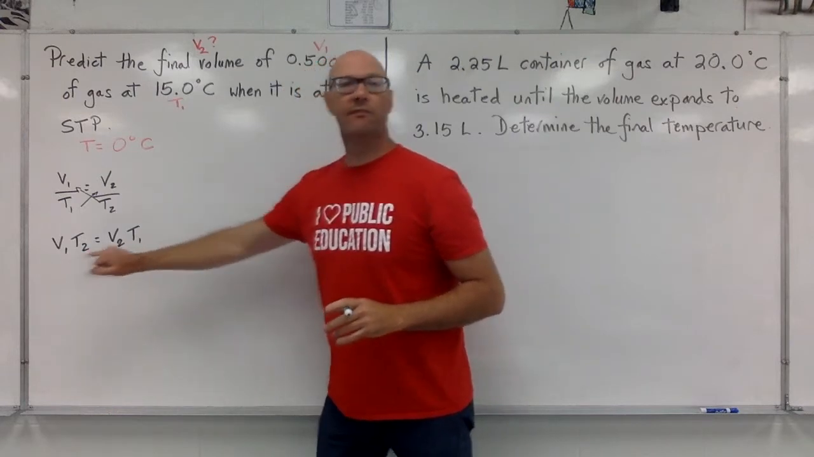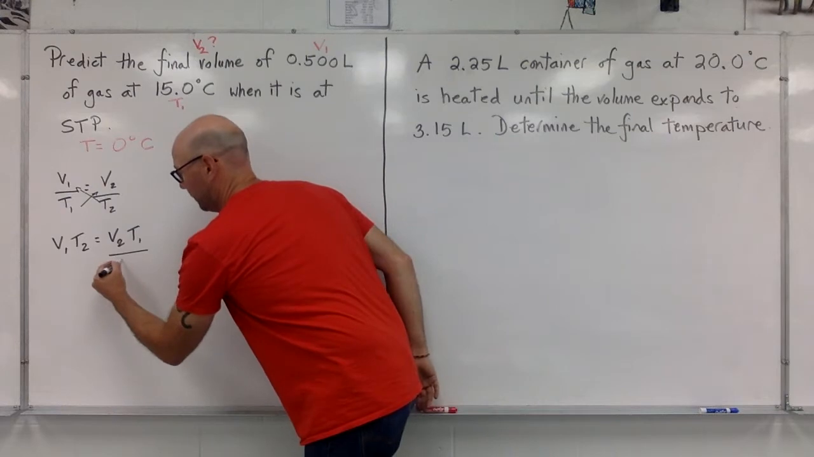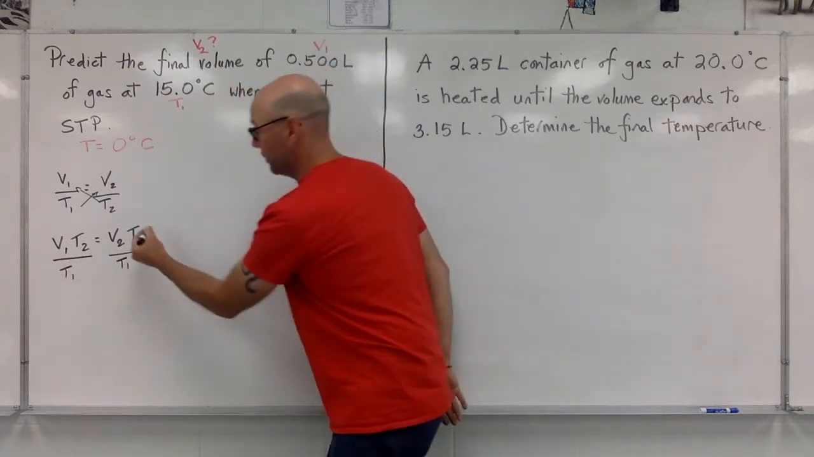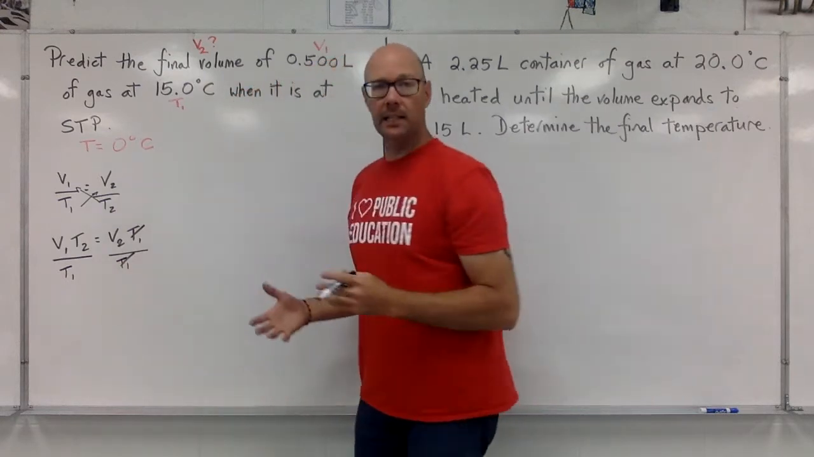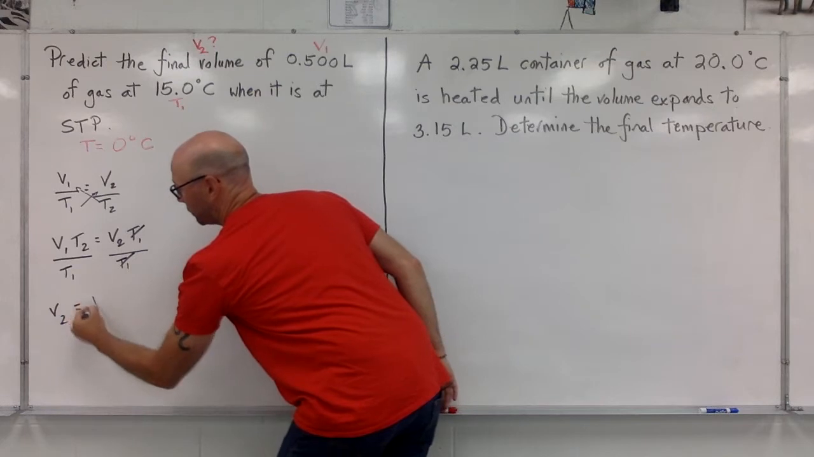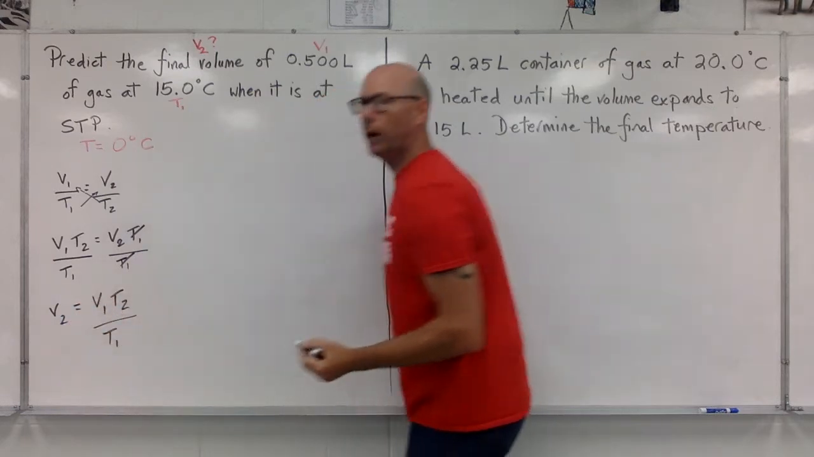Now I need to isolate the V2 variable here. That means I need to divide both sides by T1. Divide by T1, have to do it to both sides. And now these T1s cancel, and it leaves me my formula: V2 equals V1 T2 over T1.